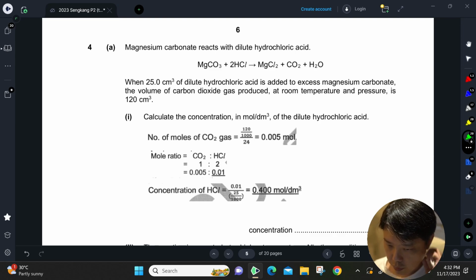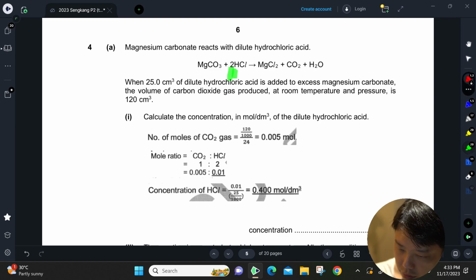So what are we given? Write it down. We're given HCl, 25 cm cube, given the volume. Then carbonate is in excess. Carbon dioxide that's produced is 120 cm cube. So what we want to do is convert the volume of carbon dioxide to number of moles.